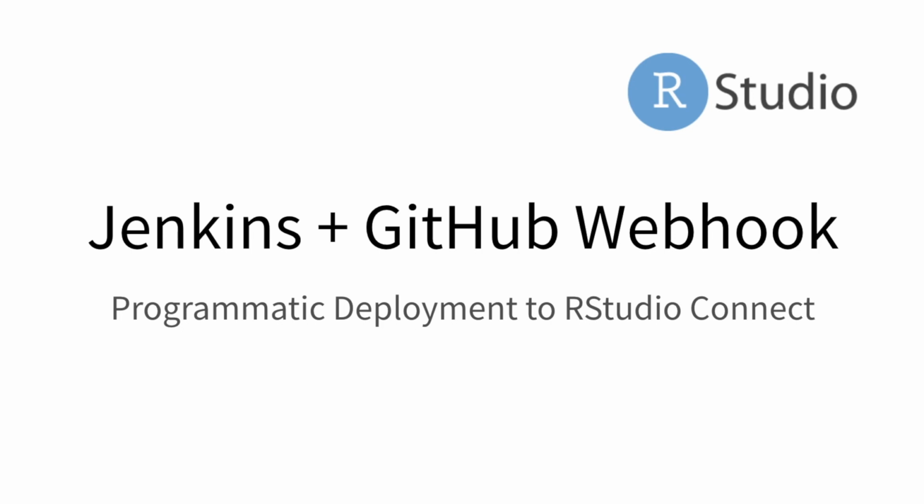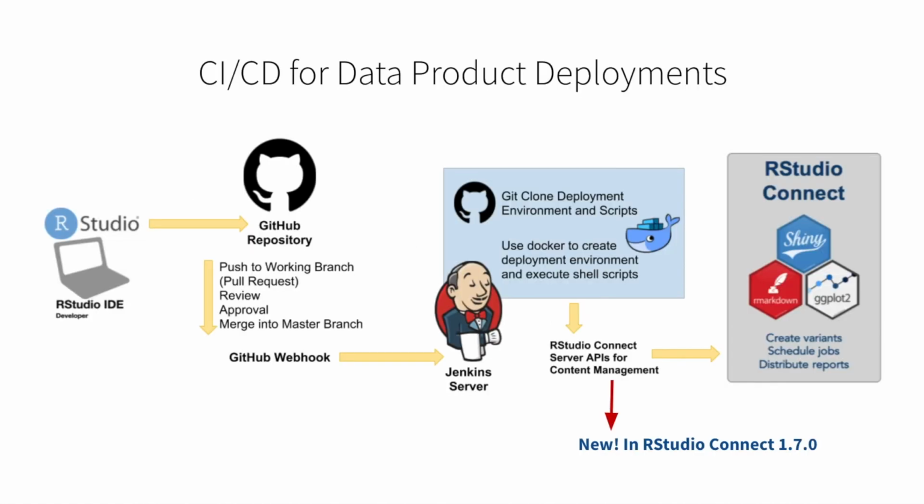Hi, I'm Kelly from RStudio, and this video is a demo of programmatic deployment of a Shiny application to RStudio Connect using Jenkins and GitHub webhooks. This deployment pipeline leverages new RStudio Connect server APIs for content management that have just become available in RStudio Connect 1.7.0. This is the deployment pipeline that I've built using GitHub and Jenkins to move from the RStudio IDE all the way to RStudio Connect.